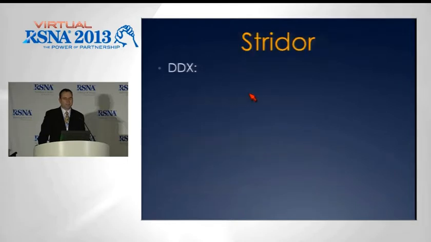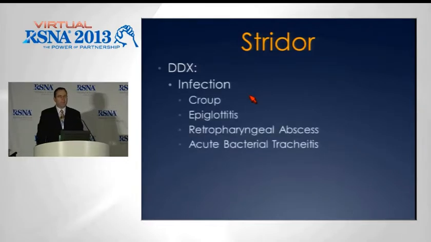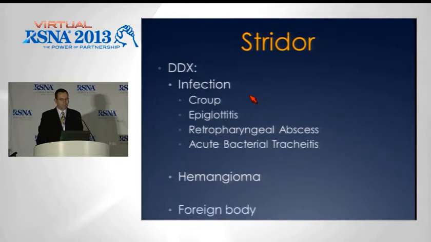So that makes the differential of stridor an important differential to know. Infection is the major category. We just talked about croup, but in that list is epiglottitis, retropharyngeal abscess, and acute bacterial tracheitis. Hemangioma, or specifically subglottic hemangioma, is in the differential for stridor, especially in the infant age, and foreign body. And foreign body is not only in the upper trachea, but in the adjacent upper esophagus.